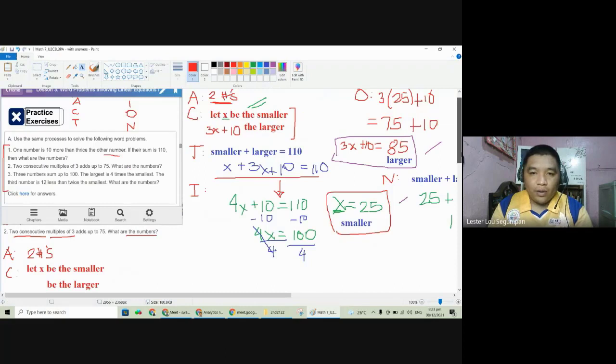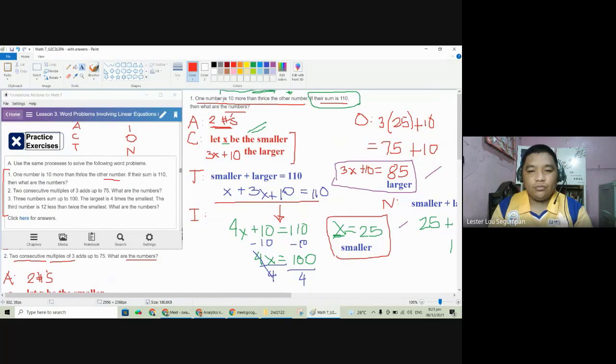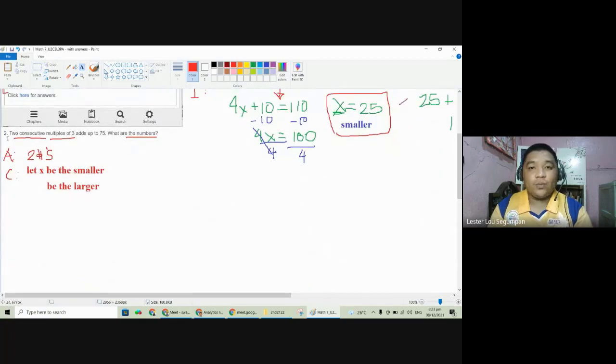After that, we need to understand what the representation should be for the larger number. Now, unlike in number one earlier, where we had the situation and came up with 3x plus 10, here we are only given that they are consecutive and they are multiples of 3. Let's talk about two multiples of 3, 3 and 6. From 3, you go to 6, you added 3. Let's talk about another multiple of 3, let's say 30 and 33. 30 is the smaller, 33 is the larger, but from 30 to 33, you also added 3.